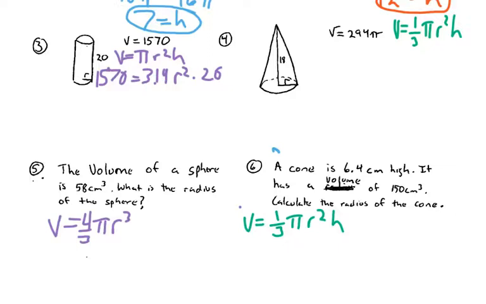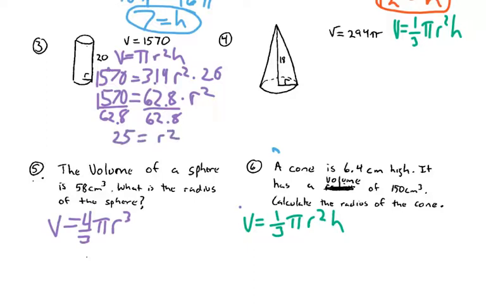So I'm just going to clean this right side up by taking 3.14 times 20. When I do that, that's going to give me 62.8 times r squared. So now divide both sides by 62.8 because we want to get r by itself. And 1,570 divided by 62.8 is 25 equals r squared.